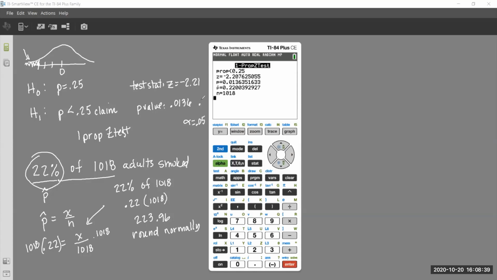So if we compare this to 0.05, it is less than. So again, we're going to reject H0. If we reject H0, then we are supporting our claim. So I would say supports the claim that less than 25% have smoked in the last week.